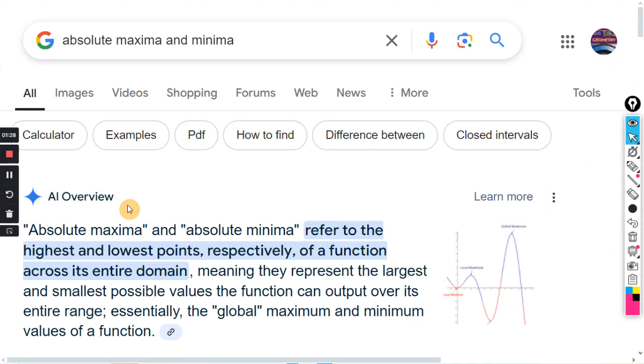All right, and if you want Google's definition, it's basically the same thing. Absolute max and absolute min refer to the highest and lowest points, respectively, of a function across its entire domain. So remember, the domain is the x values. You look at the highest and lowest points for the possible x values.